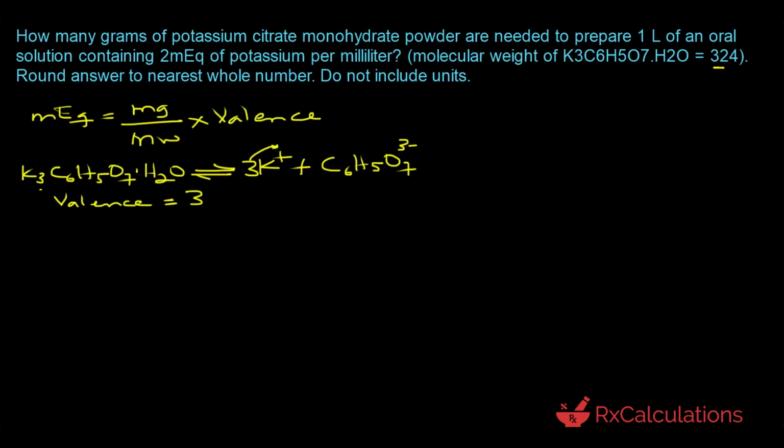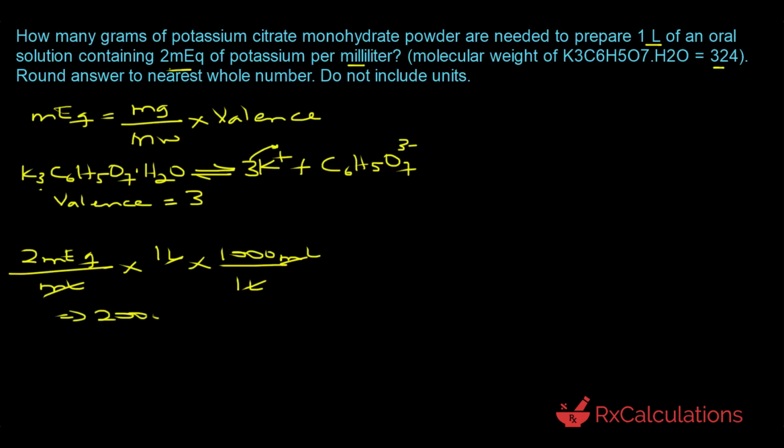So we have the valence, we have the molecular weight, and then what we need is, first of all, to find the total milliequivalents in this preparation. And the way you're going to do that is to take the 2 milliequivalents per milliliter, and multiply this by the volume that we have. We are making 1 liter, and we want to convert the liters to milliliters. So a liter is 1,000 milliliters. So the liters cancel out, and then you end up with 2,000 milliequivalents.